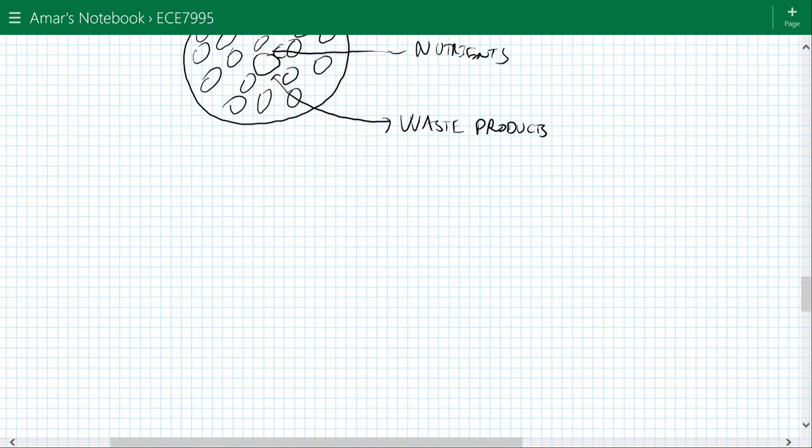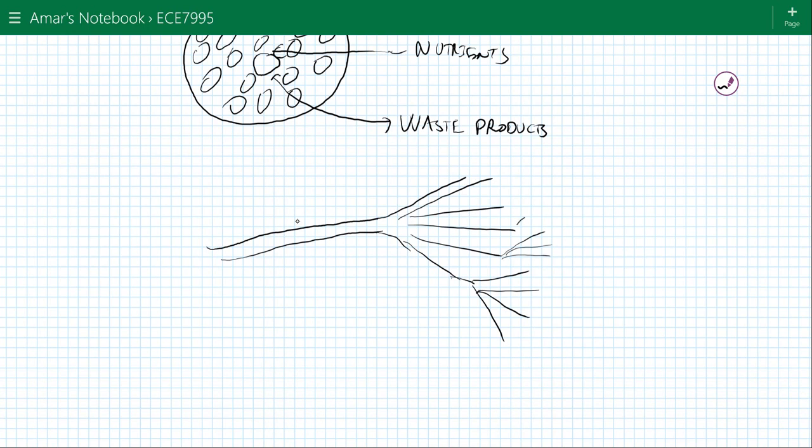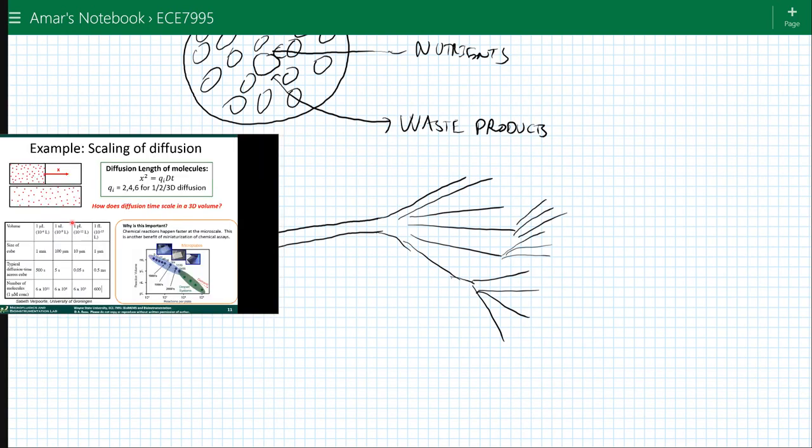Much larger organisms will have a capillary network that branches out like this into increasingly smaller segments. Each one of these will branch out, like the pattern that you see here.